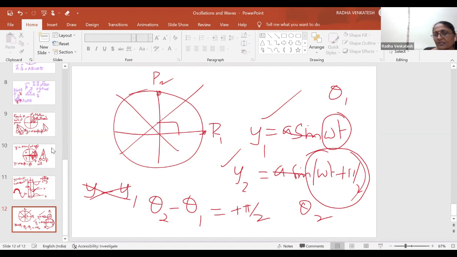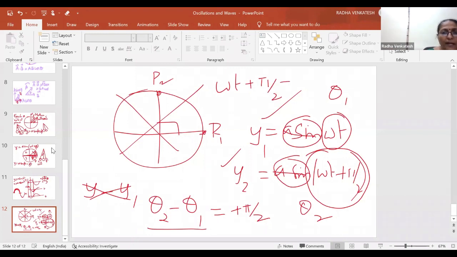Especially if it is the same function, A sine, I don't have to be bothered about this A sine. I will take what is there within the bracket for that sine function. What is there? Omega t plus pi by 2, and omega t. I'll always do this order, theta 2 minus theta 1. So it is actually omega t plus pi by 2 minus omega t, correct? The omega t and omega t will get cancelled. What I have is pi by 2.